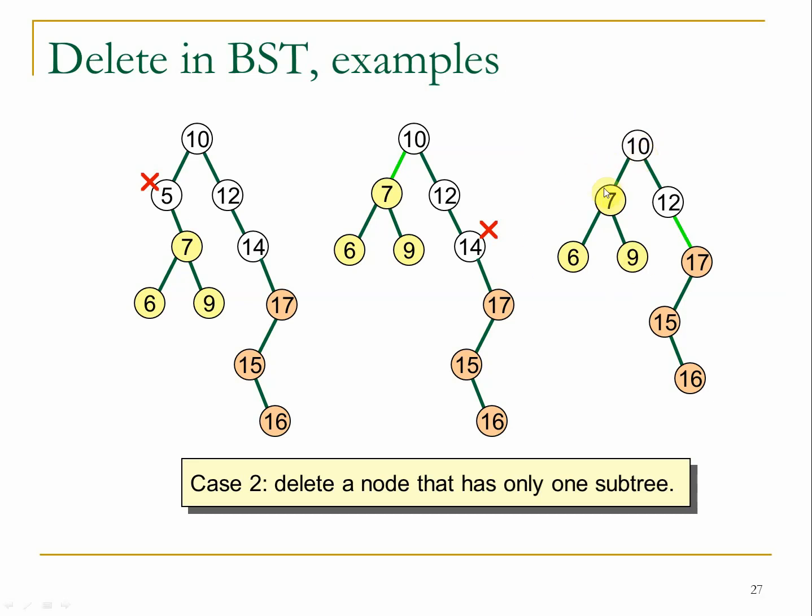Since all of the nodes on the left side are smaller, as long as we find the maximum on the left side to go over here, then we satisfy the condition. On the other side, we can also find the minimum on the right subtree because all of these are greater than this one. The minimum on the right subtree is smaller than all of these as well. So finding the maximum and finding the minimum are very useful in our case 3 deletion.